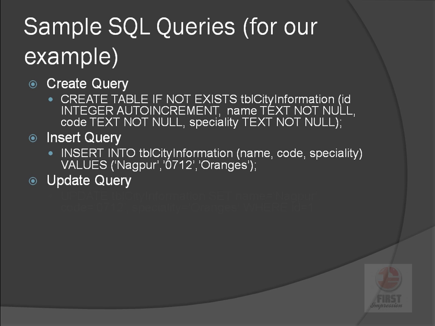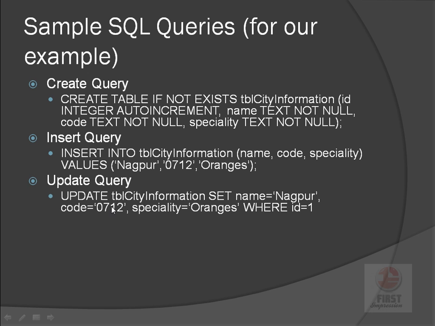You have the update query. It's very simple. You have update the table name, set the field that you want the values for. For example, we'll say update TBL city information, set name equals to Nagpur, code equals to 0712, specialty equals to oranges, where ID equals to the ID of the record. So I'll have ID equals to 1.